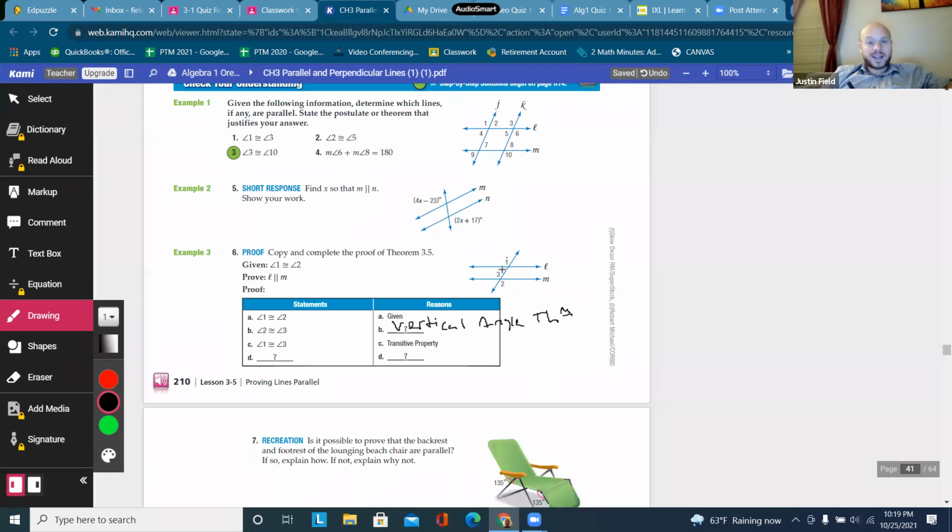And if 1 is congruent to 3, then we can say that L is parallel to M, because what kind of angles are 1 and 3? Hopefully you just said out loud corresponding angles. So by the CAP, corresponding angle postulate converse, those lines would be parallel.